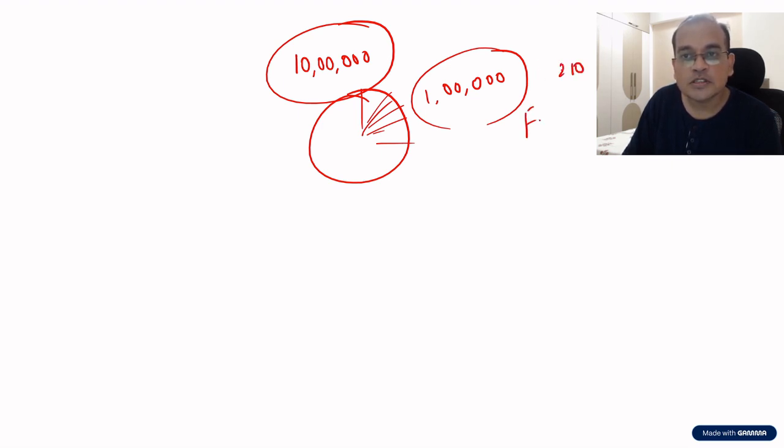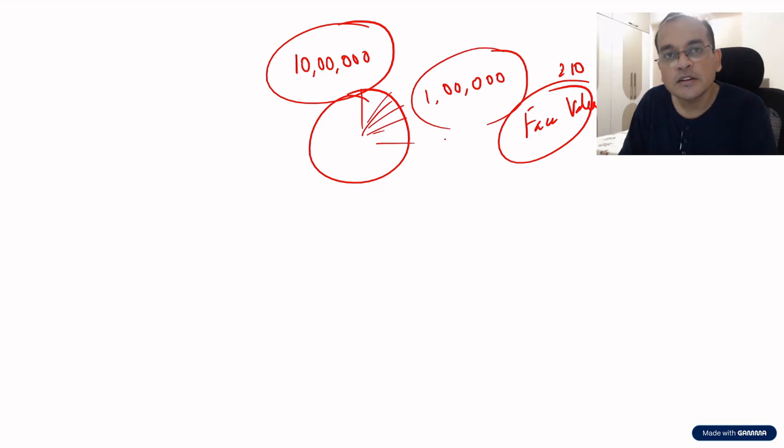Let me tell you, this is the face value. When I start the business, this is the face value, 10 rupees. Remember this face value and the market value, which we will be needing in the future of our course. So I'm trying to explain it in very simple terms. This is the face value of 10 rupees.